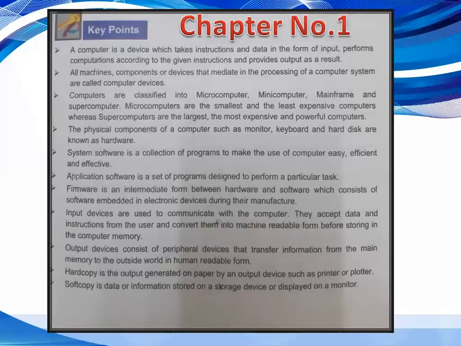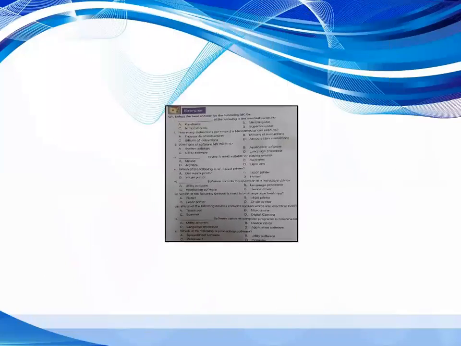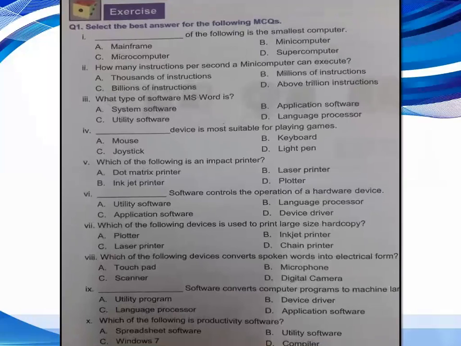So next, here we have an exercise, and these are the MCQs. So we will discuss it. The first MCQ is: which of the following is the smallest computer? A, mainframe. B, mini computer. C, microcomputer. D, supercomputer. The answer is C, microcomputer.